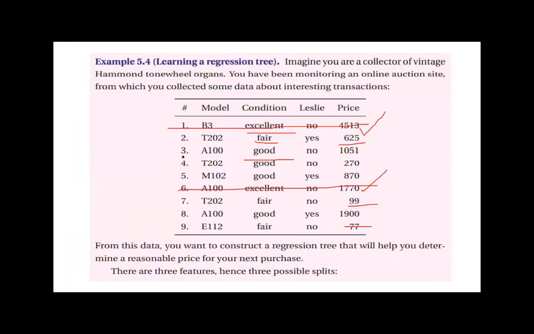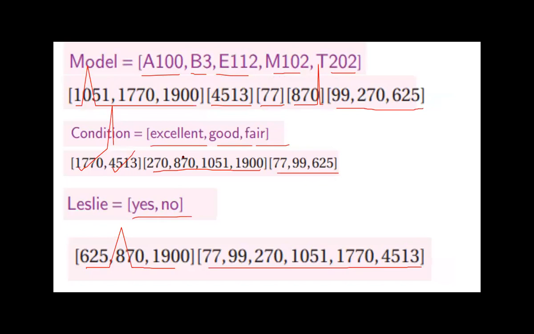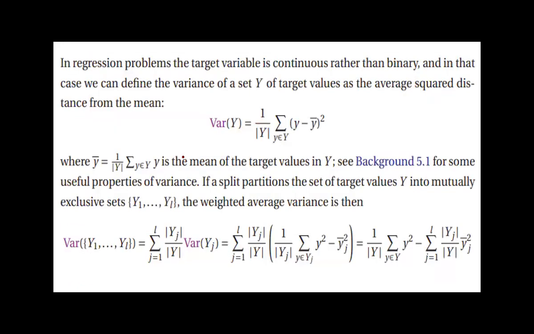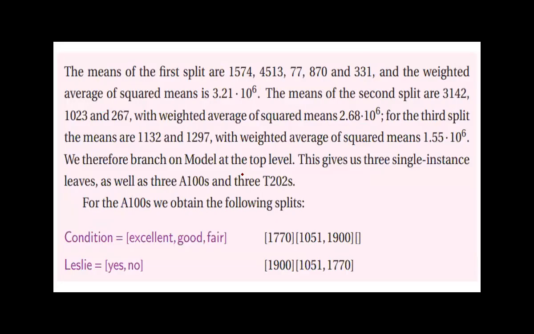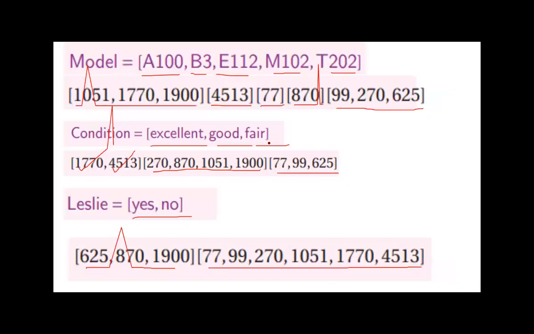Now, let us calculate the weighted average, and let us calculate the distance, the variance, and all. Let us see how we calculate this. The means of the first split are 1574. What do we mean by means? The mean of this is 1574. The mean, there is only one item here, the mean of this is 4513. The mean of this would be 77. The mean of this is 870. The mean of this would be around 300, something like this.